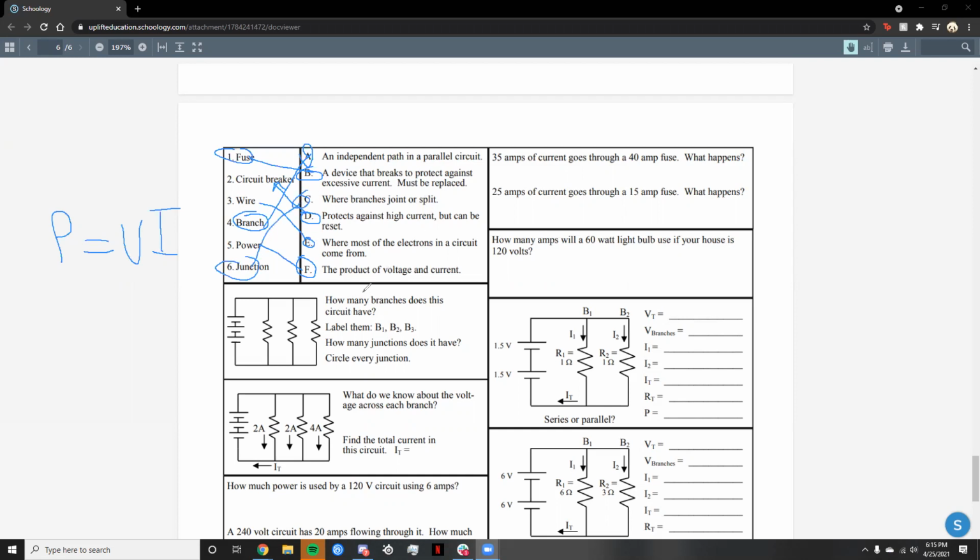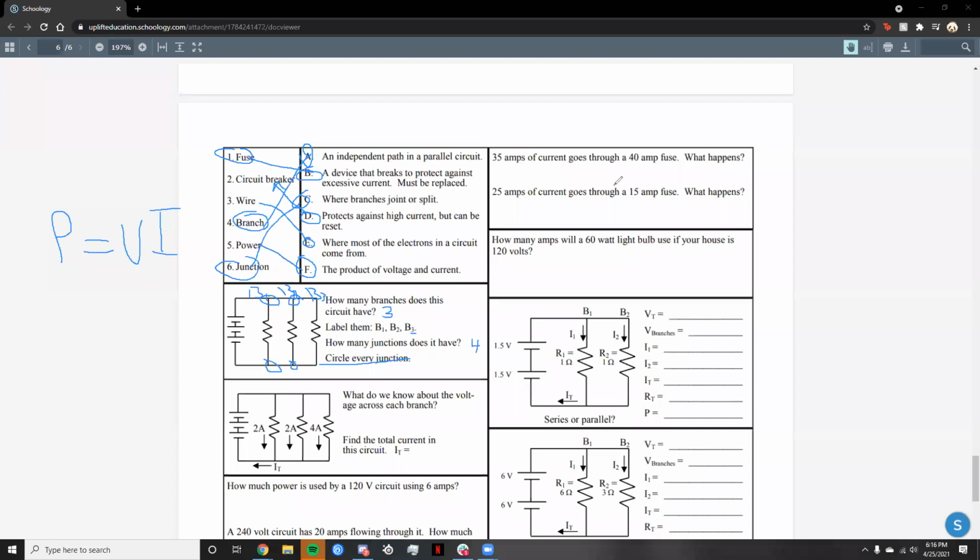So how many branches does this circuit have? We have 1, 2, 3 branches. Label them B1, B2, and B3. How many junctions does it have? 1, 2, 3, 4, so 4 junctions. Circle every junction, easy.